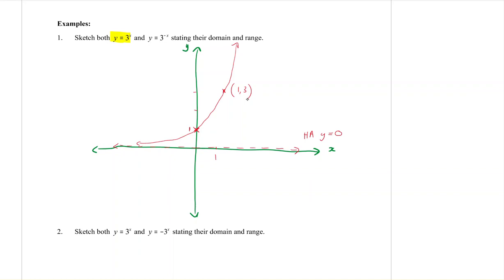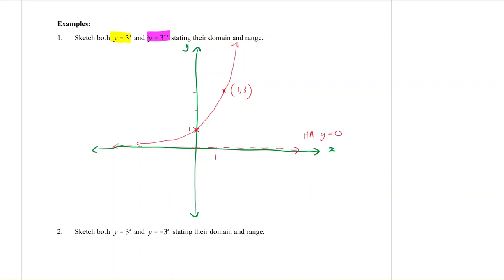Okay? All right, let's do the second one. We now want to draw y equals 3 to the negative x. What's that going to do? Has it moved my asymptote? No. Okay, so that part stays the same. That's already done for me. My intercept, let's do a check.